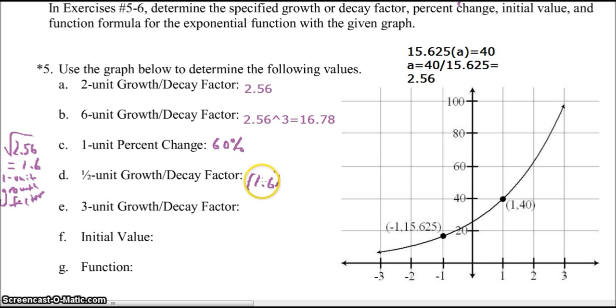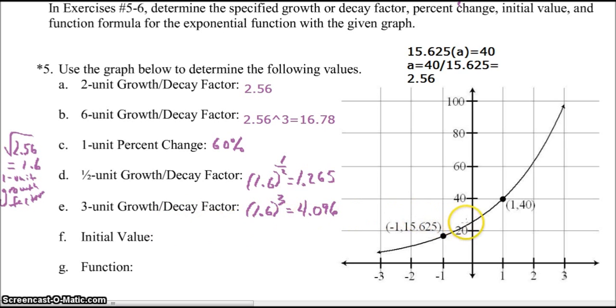growth factor, and we get 1.26, or 1.265 is a little bit more precise. The 3-unit growth factor, that's just the 1-unit growth factor cubed. 4.096.